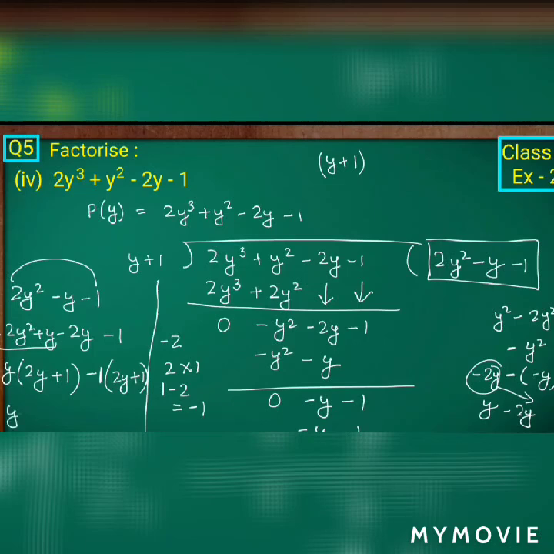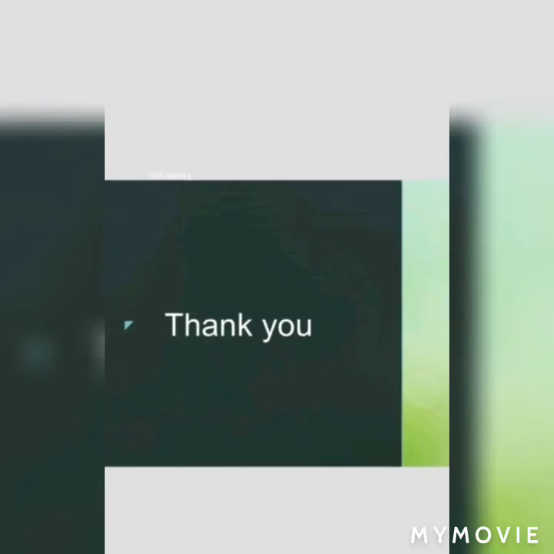the factors are y minus 1 into 2y plus 1, and one more is y plus 1, isn't it? We got 3 factors already. We found the first factor, it is y plus 1. Now we have got 2 more factors, that is y minus 1 and 2y plus 1.